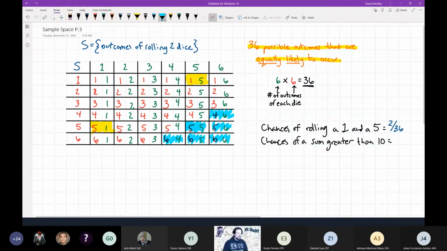Oop, that's not true. We only want greater than 10. Right? We're equal to 10 at 6 and 4, 5 and 5. So then we only get these 3 possibilities that are greater than 10. So again, we have 3 out of 36. Right, so this sample space allows me to visually find the result I'm looking for, and then I can count how many things satisfy what I've been asked.